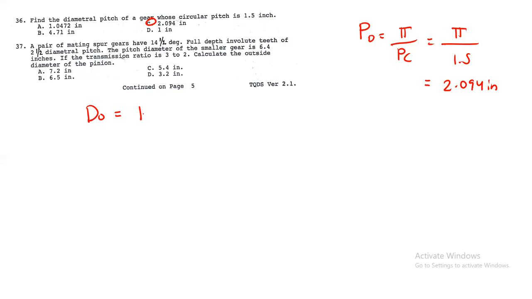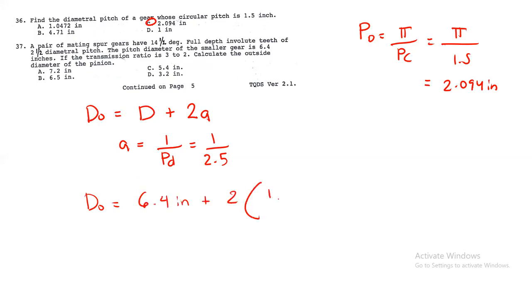So anong formula natin dito? So diameter ng smaller gear plus 2 times addendum. So addendum natin dito guys is equals to 1 over diametral pitch. So 1 over 2.5. Substitute lang. So DO is equals to diameter natin dito 6.4 inches plus 2 times 1 over 2.5 inches. So makukuha natin dito is 7.2 inches.